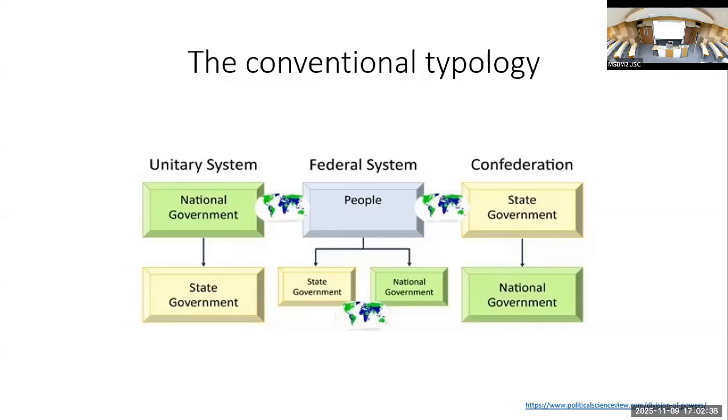So that's confederation. A federal system invests its sovereignty in both the national and the state government. So they have to share.